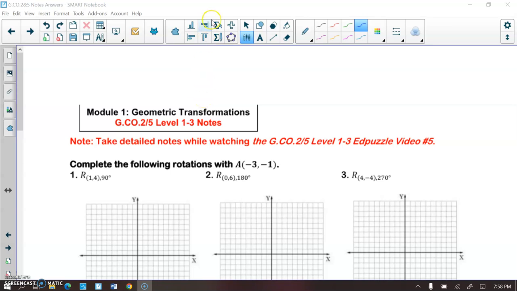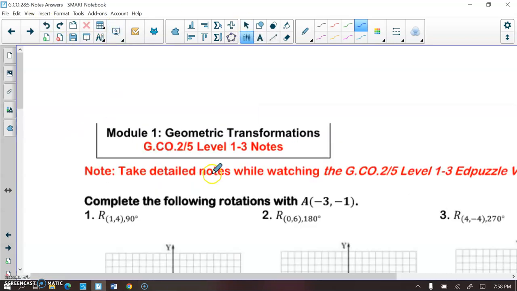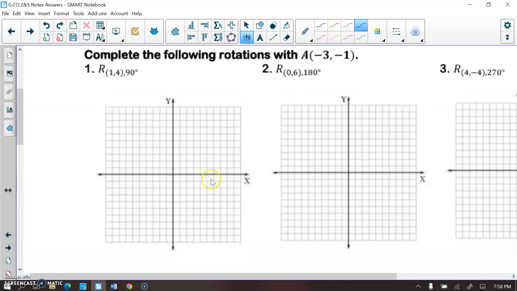To rotate points around centers of rotation that are not the origin. So I'm going to zoom in, and for number 1, we're going to rotate the point -3, 1. So let me graph that. And we're going to rotate it about the point 1, 4, which is our center of rotation. And we're rotating at 90 degrees, so that would be counterclockwise.